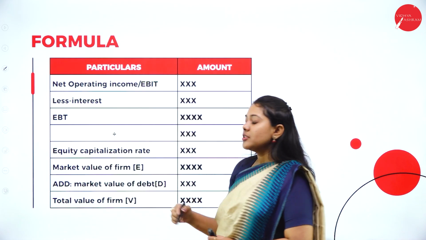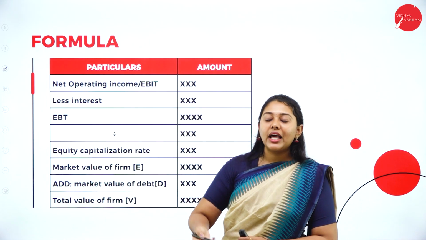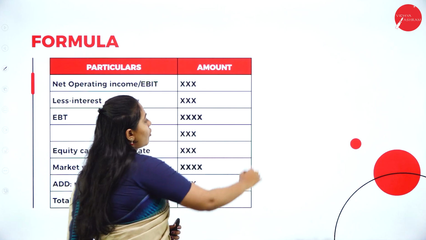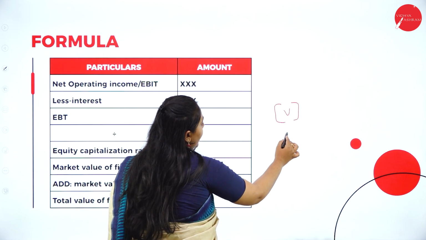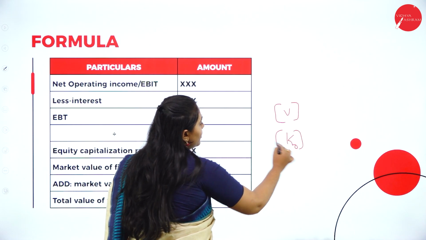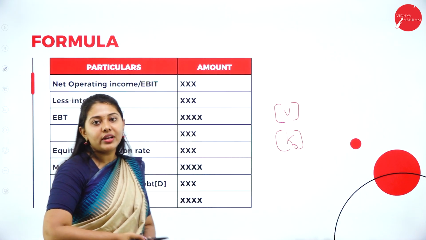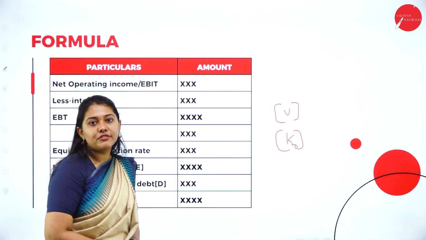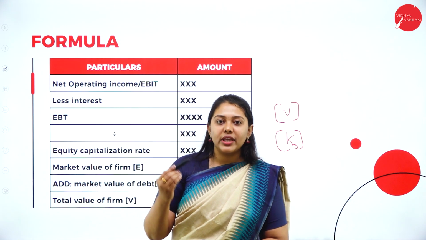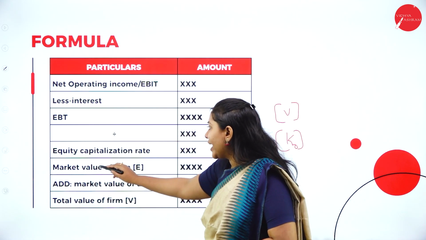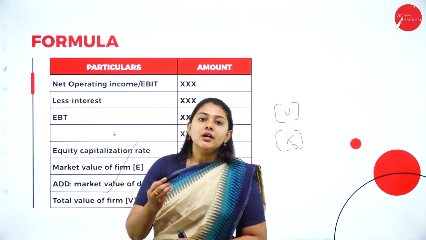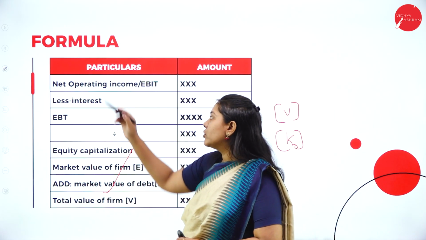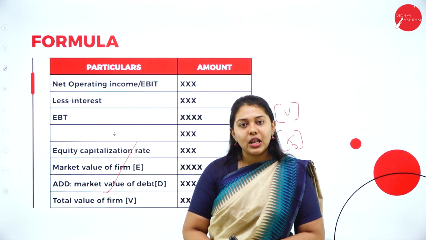So how do you calculate? In your net income approach, what will they ask you to calculate? They'll ask you to calculate the value of the firm, V, and the overall capitalization rate. How do you get the value of the firm? As I have told you, market value of equity plus market value of debt. If you add it, you will get the value of the firm. So how do you get this market value of equity? For that we have to calculate a few things.